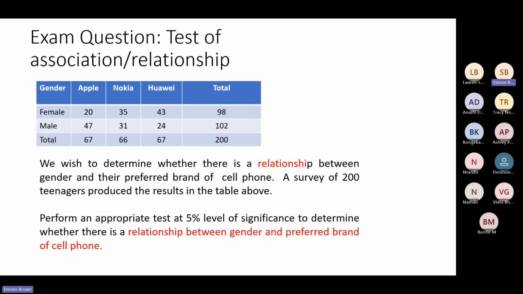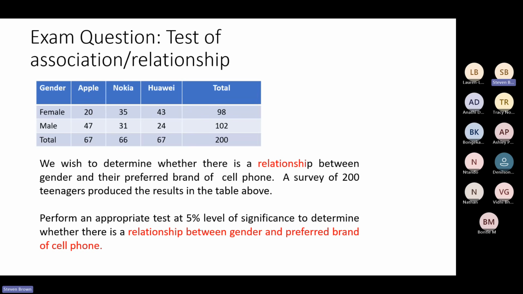How do we know it's a test of a relationship? Because they generally say, we wish to determine whether there's a relationship between gender and preferred brand of cell phone. So there you have male, female, you have Apple, Nokia, Huawei, and totals. Very much like, if you go all the way back to probability, section C, a question is, what's the probability of randomly selecting a male? So you see 102 out of 200.